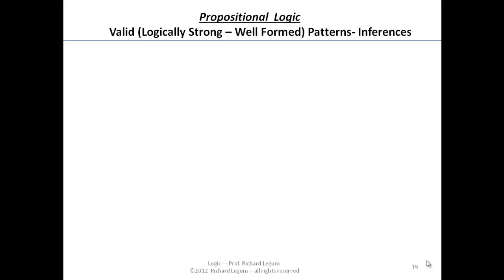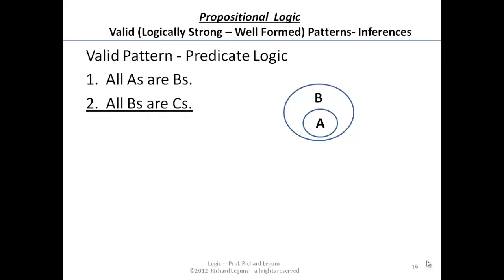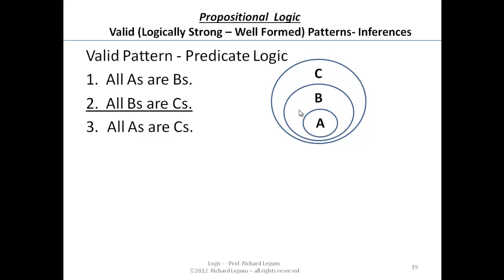The last important pattern of inference that we're going to spend some time on is analogous to the following one in predicate logic. All A's are B's. So anything that's in the A circle is in the circle B's. All B's are C's. So anything that's a B is in the circle C. Therefore, all A's are C's.